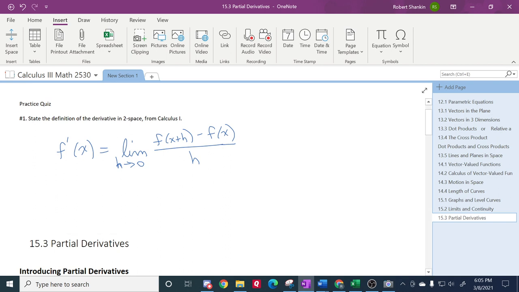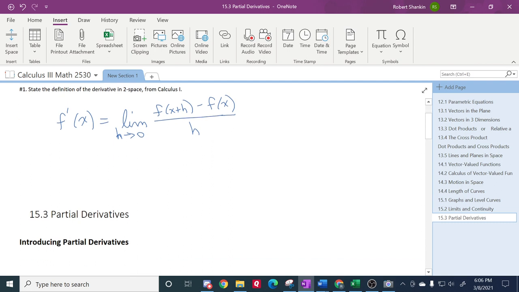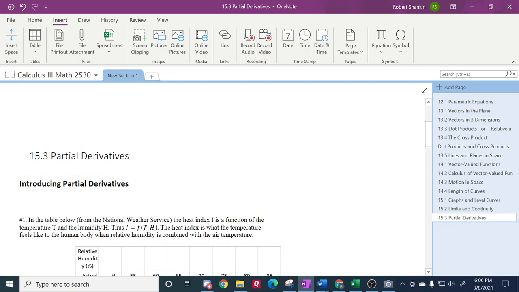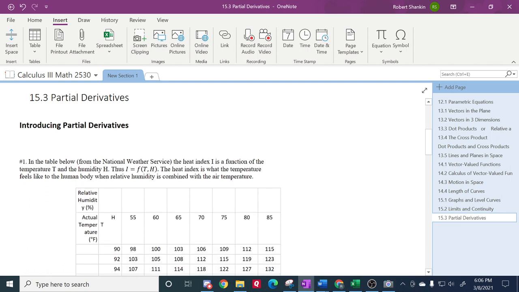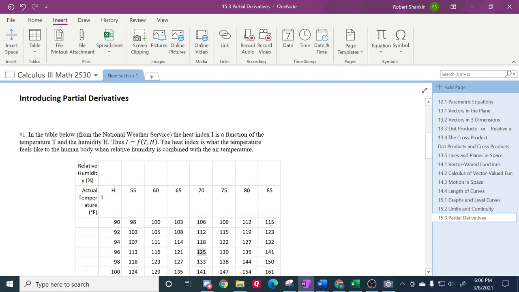So this is a pretty important section, one of the most important sections we're going to be doing in Calculus 3, because Calculus 3 is pretty much taking calculus into 3 space. And the most important concept in calculus is the derivative, but when you take it to 3 space, you don't have the derivative. You have partial derivatives. Okay. So, we're going to start with this table.